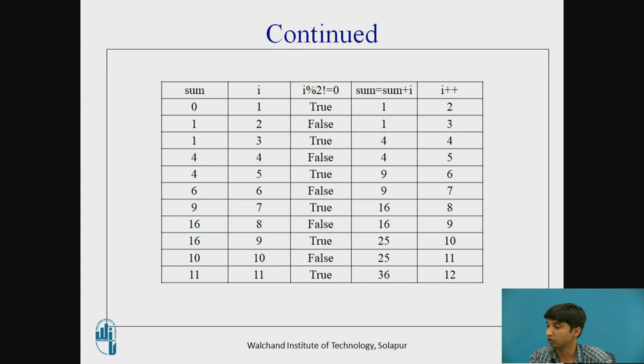Now 8 will be incremented to 9. 9 is true, it's an odd number. Yes, perfectly. So it will be 16 plus 9, 25. Now this value is incremented to 10. It's a false case, so the sum will again be the same. For 11 it will change to 36.